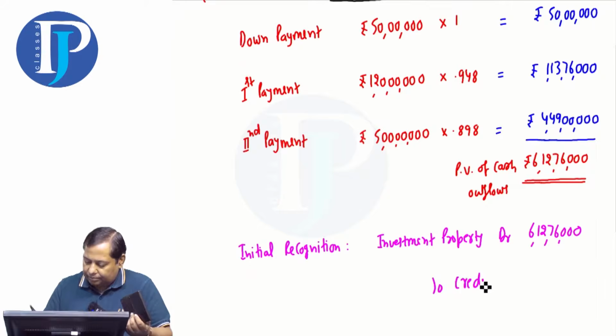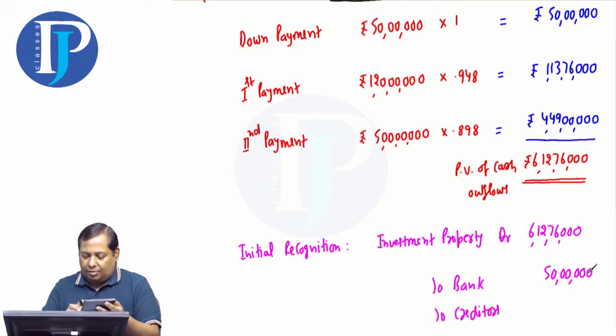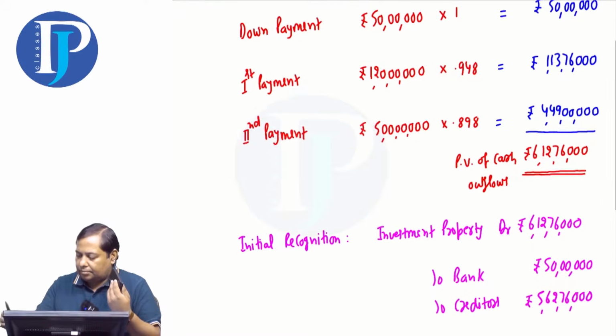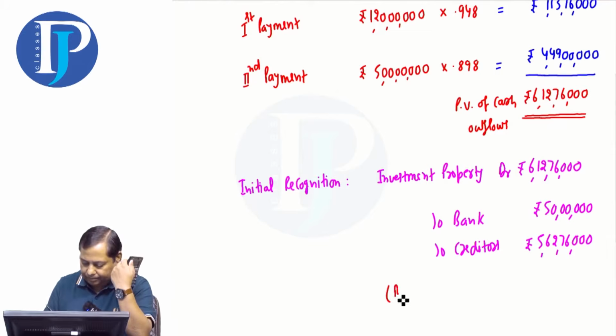To bank, to creditors. So the down payment is 50 lakh rupees. Okay, students? Then you can just book the remaining amount, 5 crore 62 lakh 76,000, to creditors. And being investment property acquired.